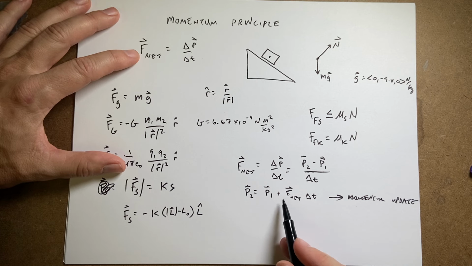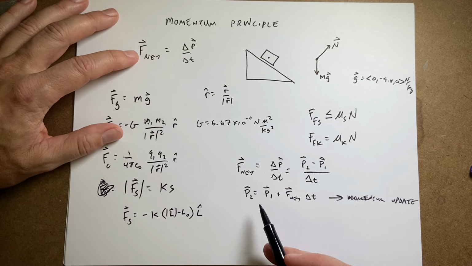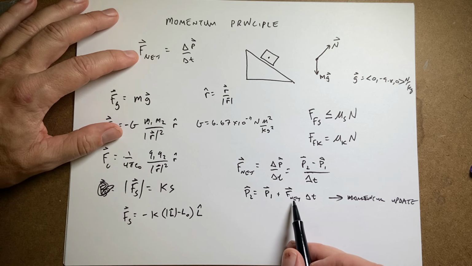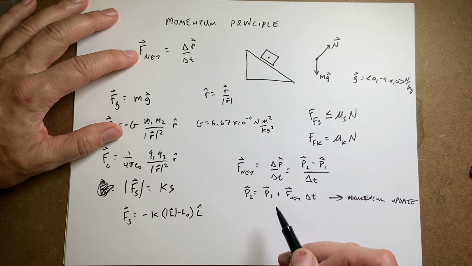This says that if you know the momentum and you know the force acting on an object, you can find the new momentum. Even if the force is not constant, this can still work as long as delta T is really small. This is what makes time travel possible.